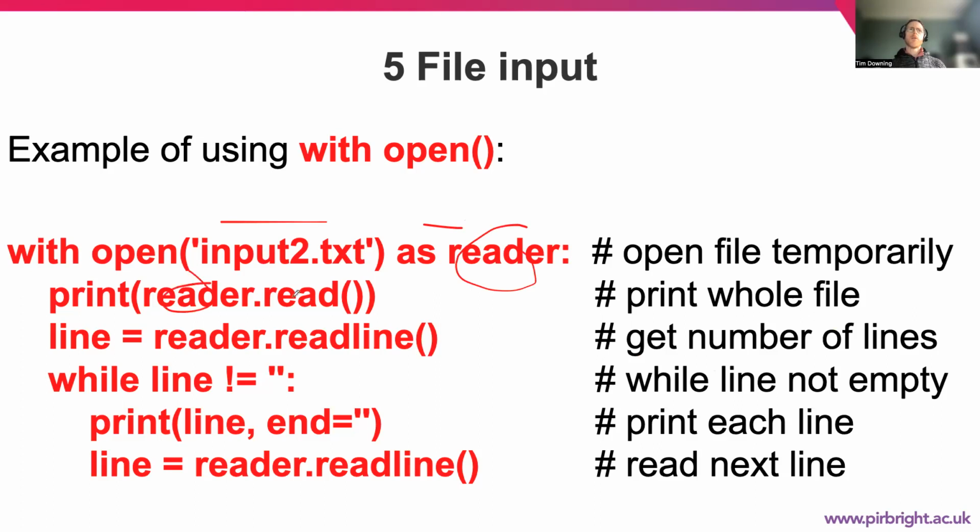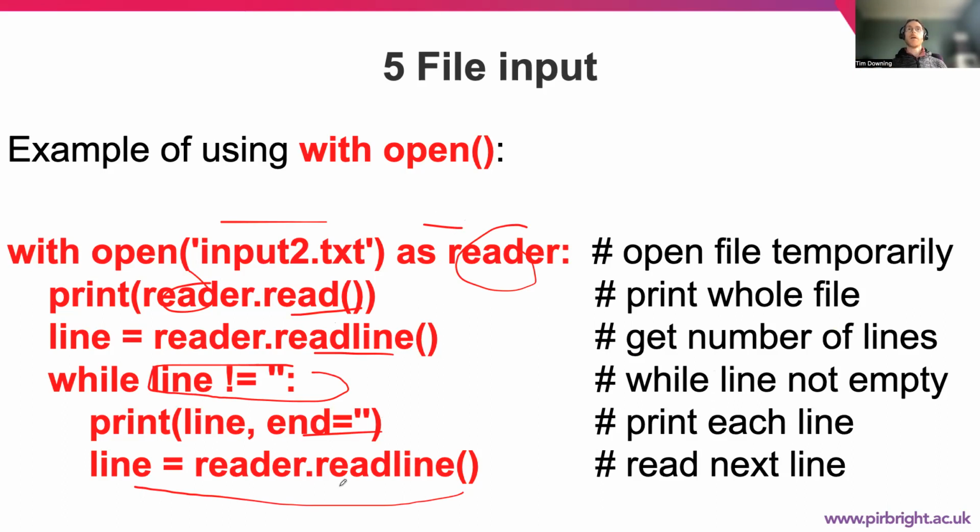So you can say reader.read to print out the whole file, or reader.readline. This line says reader.readline goes to the first line in that file. We say while the line is not empty, print out that line with nothing at the end, and then go to the next line. So this reader.readline automatically goes to the next line in the file.